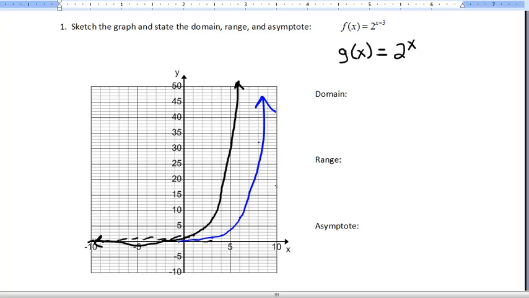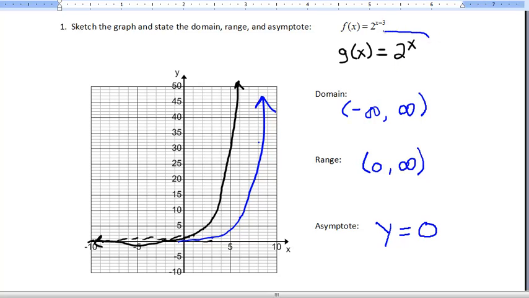The graph is going to go up like that. Now, when we look at this, the domain for all exponential functions is negative infinity to infinity, because that is all real numbers. This goes to the left and to the right forever. The range, however, is going to be 0 to infinity, because we're never going to go below that asymptote, which in this case is y equals 0. So exponential functions are all going to be a transformation of something similar to this.